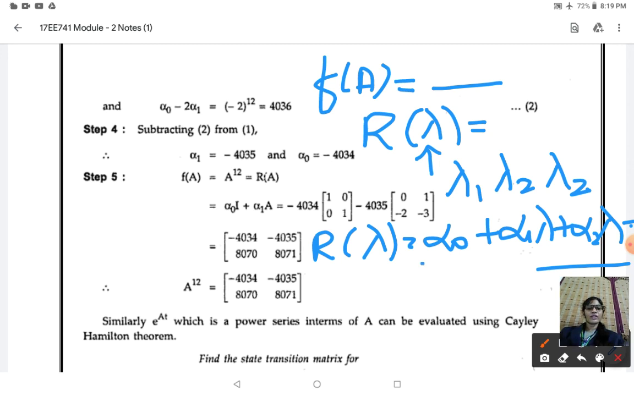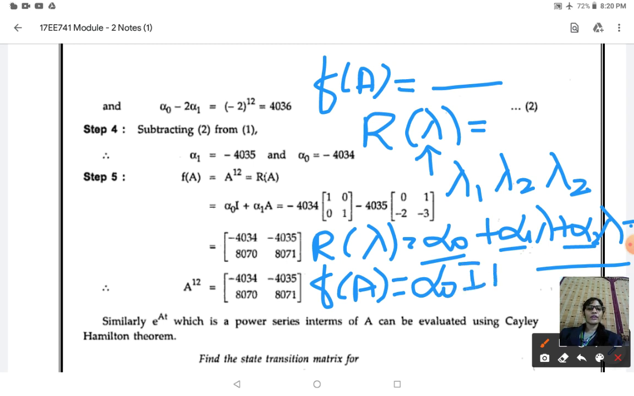After identifying the values of alpha naught, alpha 1 and alpha 2, you need to identify the actual function f of A, which is going to be alpha naught into I plus alpha 1 into A plus alpha 2 into A squared. Like that it goes on. It is a function of A. Like this, if they ask the problem, identify f of A is equal to A to the power of minus 12.